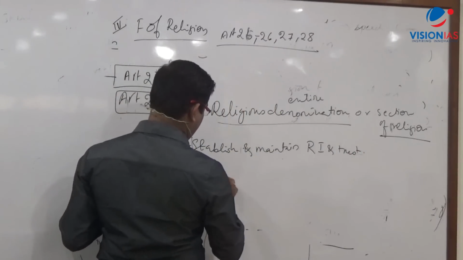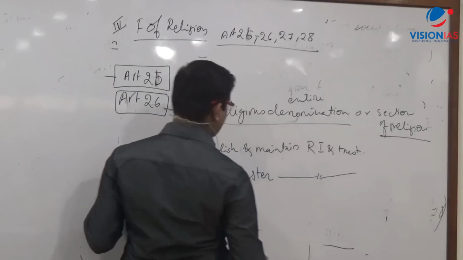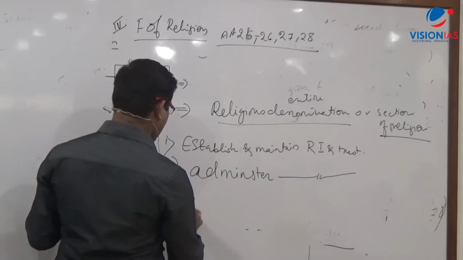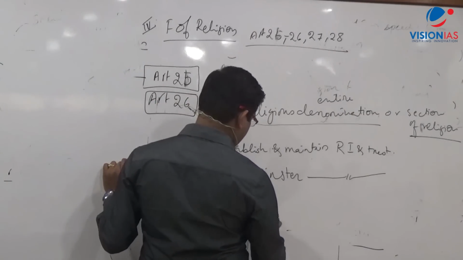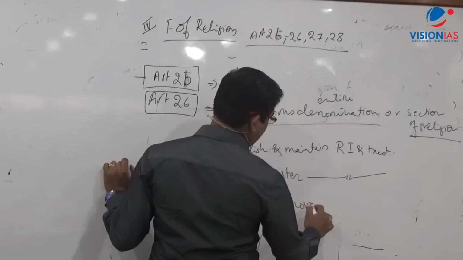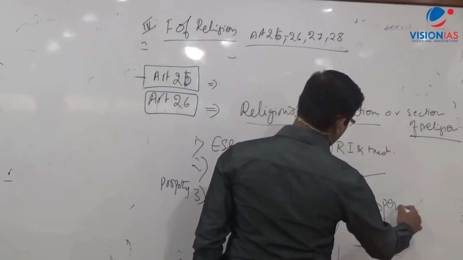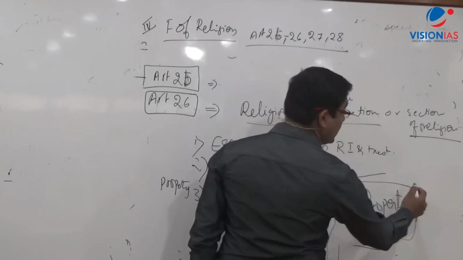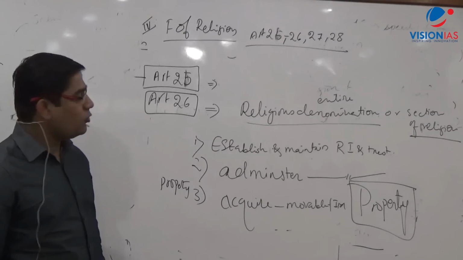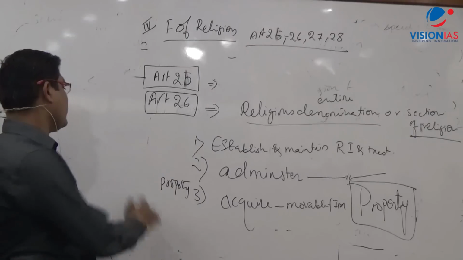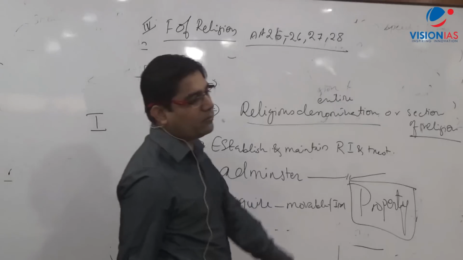Second is they can establish and administer. Third is related with the property. They can acquire movable or immovable property. The focus is not on movable and immovable. It is about they can acquire the property. This you should remember because there is an abolition of right to property as a fundamental right for single individual. But for group religion, still you have a fundamental right.